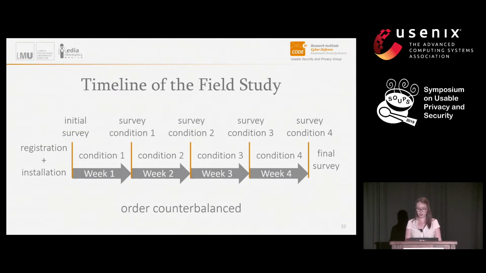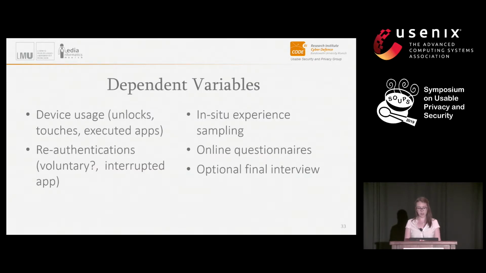And the final survey was also used to compare all indicators and evaluate the implicit authentication in general. The order was counterbalanced by applying a Latin square. So during the user study, we collected both quantitative and qualitative data.